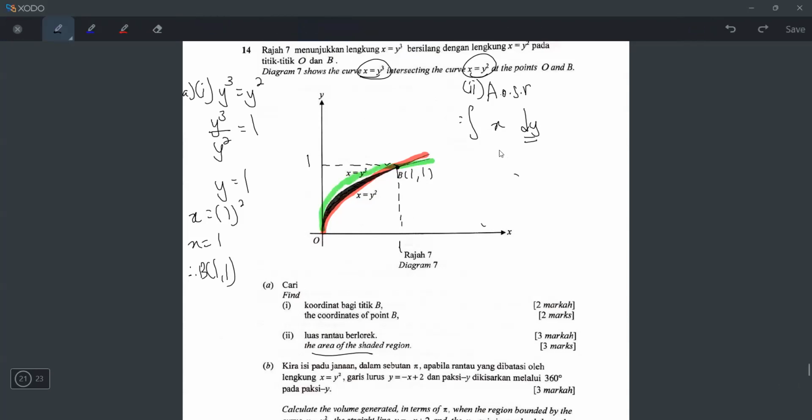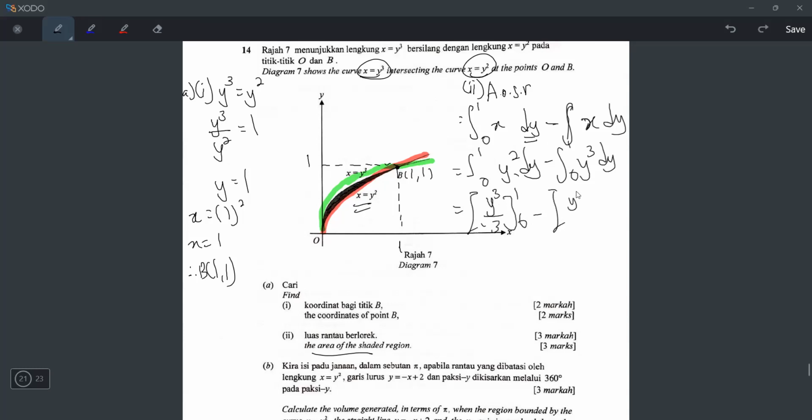So what I will do is I will integrate x dy minus integrate x dy again. For my first curve, I will integrate from 1 to 0 and it will be the y squared curve, because I'm using this axis. Because this covers a larger area, right? x equals y squared. And then minus integrate 1 to 0 also, but then it will be y power 3 dy. Integrating y power 2 gives y power 3 over 3, from 1 to 0. Integrating y power 3 gives y power 4 over 4, from 1 to 0.